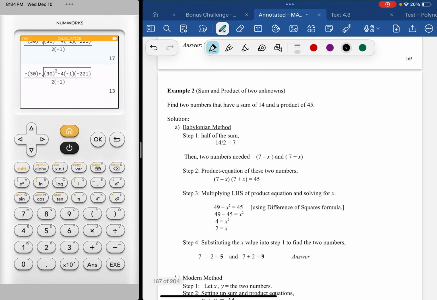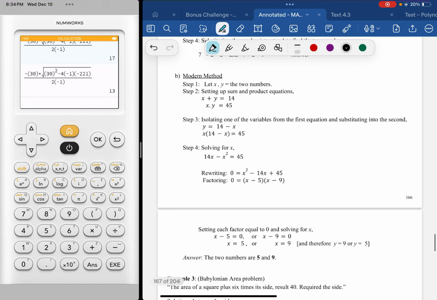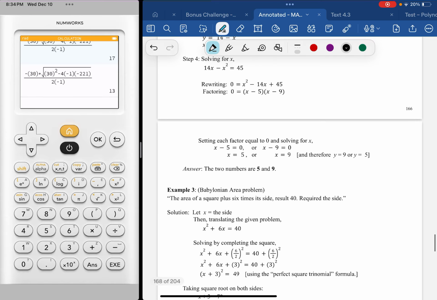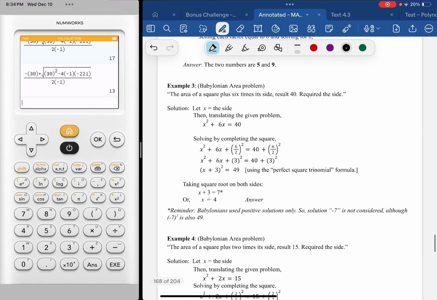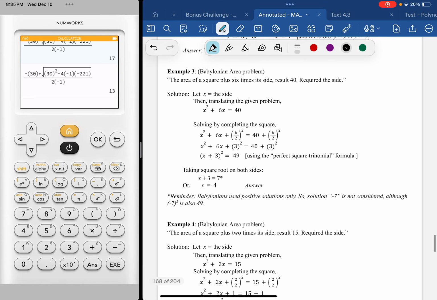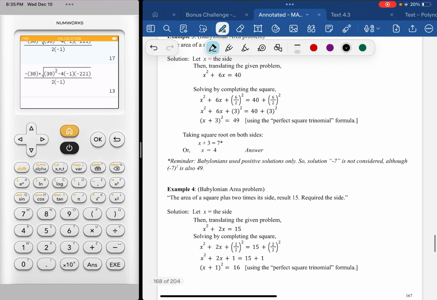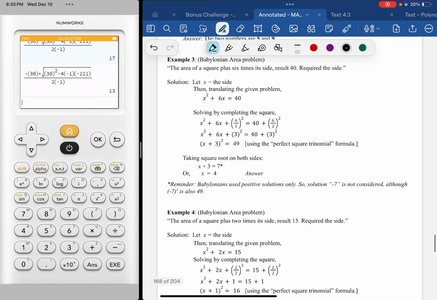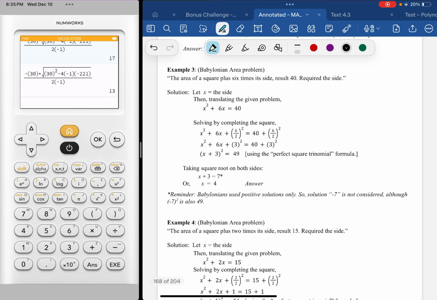So example 2 is essentially the same thing, just going both ways. All right. Example 3 is a Babylonian area problem. Oops, sorry, overshot the Mac. So the area of a square plus 6 times its side result is 40; required, the side. All right, so that's the area problem.